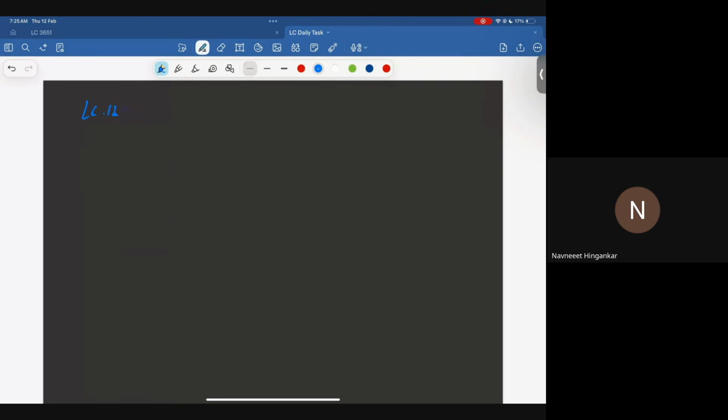LeetCode 1382, Balance BST. Given the root of a binary search tree, return a balanced binary search tree. Okay.